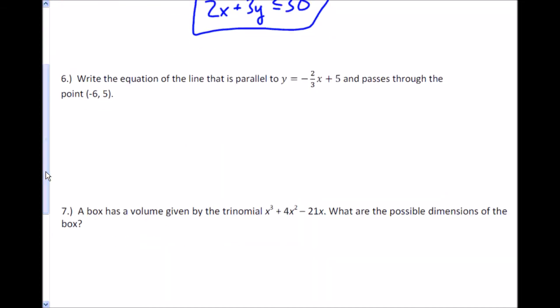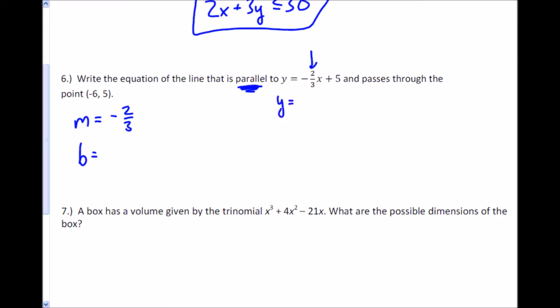Number 6, it says to write the equation of the line that's parallel to y equals negative 2/3 x plus 5 and passes through the point that's given. Remember, the two things that I need to write the equation of a line are the slope and the y-intercept. Parallel lines have the same slope. So this has a slope of negative 2/3, so our slope is going to be negative 2/3 as well. If it was perpendicular, we'd do the opposite reciprocal, but this one's parallel, so they're the same.